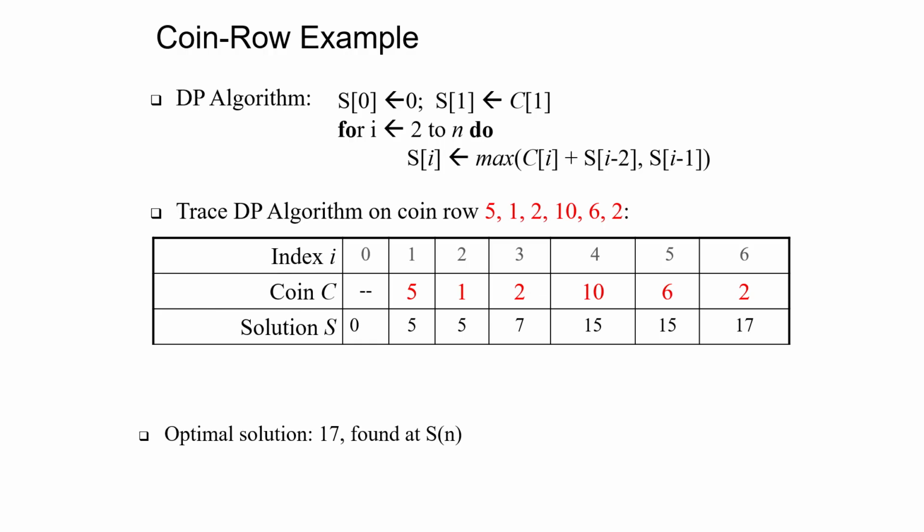So our coin is 6. When we have coin 6, we can pick up coin 6 and add it to our solution at i minus 2, which would be 6 plus 7, which is 13. Or don't pick up coin 6 and take the solution at i minus 1. So let's take the solution at i minus 1 because that's greater than picking up coin 6. And then finally, our last coin, 2. Do we pick up coin 2 and add it to our solution at i minus 2, which would give us 17? Or do we take the solution at i minus 1? Okay, so we're going to pick up coin 2, and then our solution is 17.